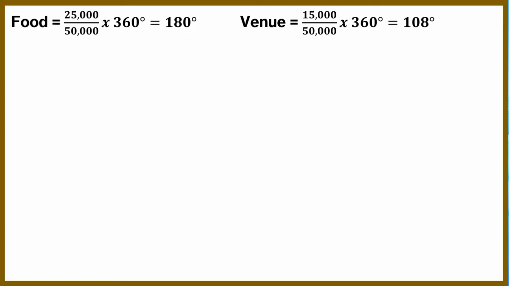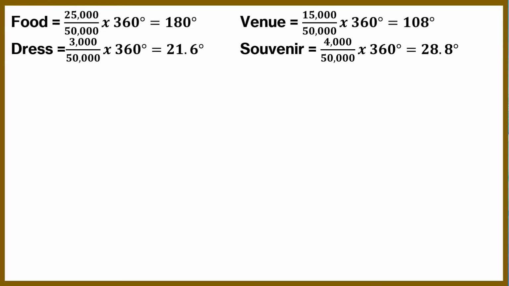Then, the venue is 15,000 divided by 50,000 multiplied by 360, which is equal to 108 degrees. The dress is 3,000 divided by 50,000 multiplied by 360 degrees, so it equals 21.6 degrees. The souvenir is 4,000 divided by 50,000 multiplied by 360, which equals 28.8 degrees. And then the fare is 3,000 divided by 50,000 multiplied by 360 degrees, so it equals 21.6 degrees.